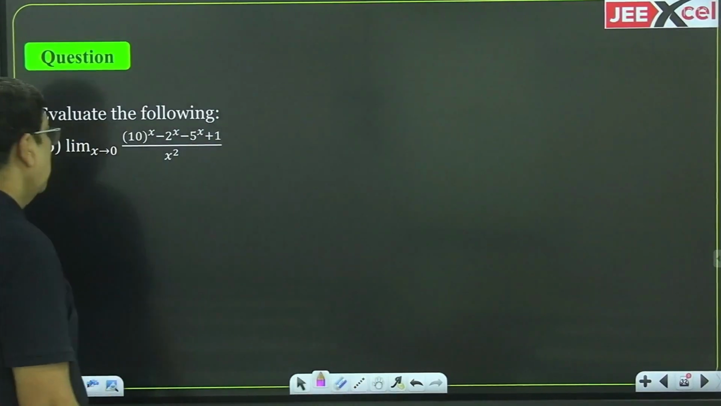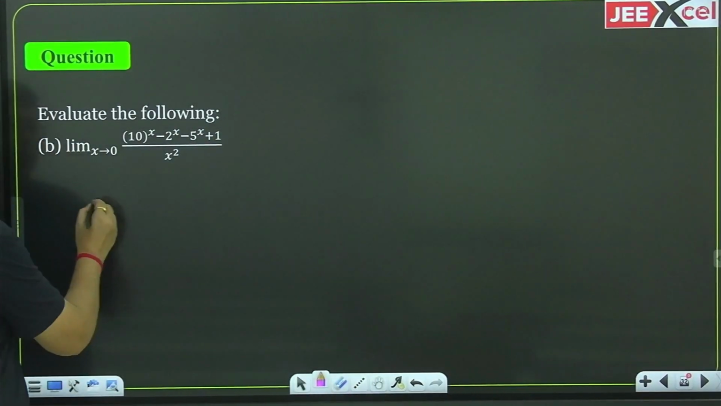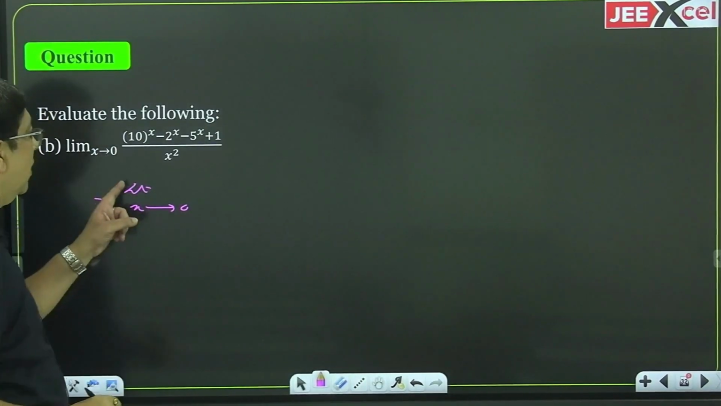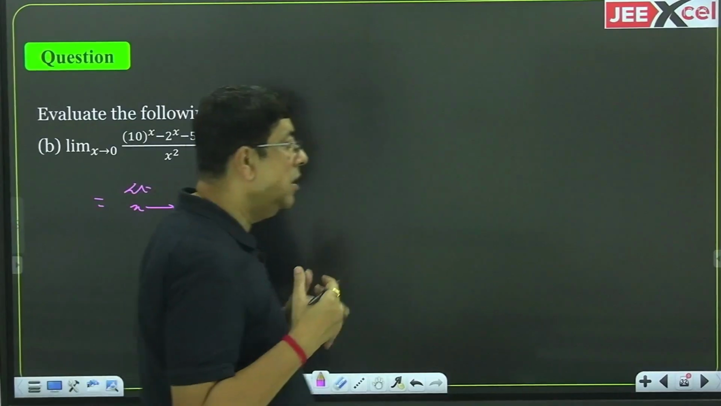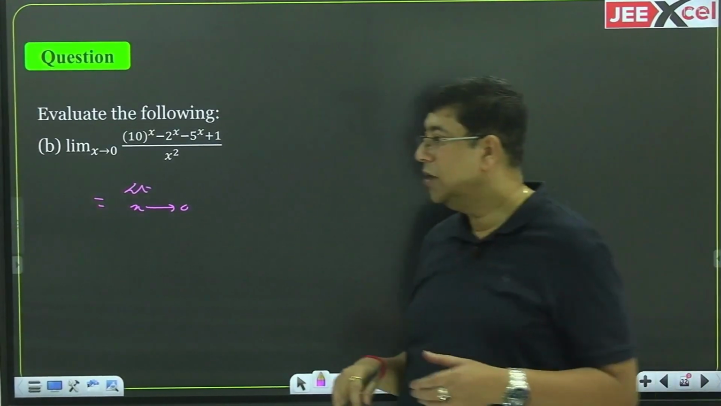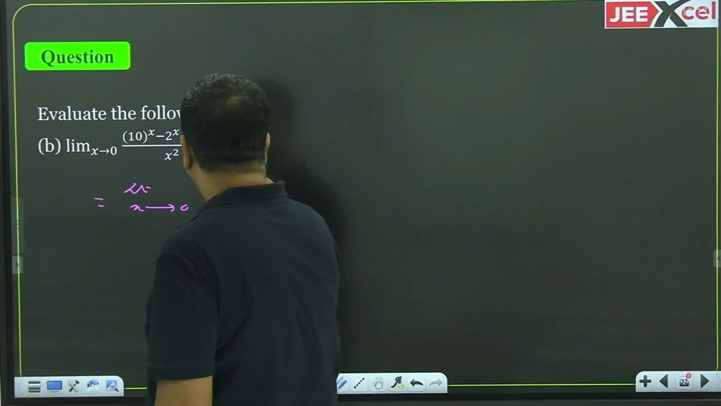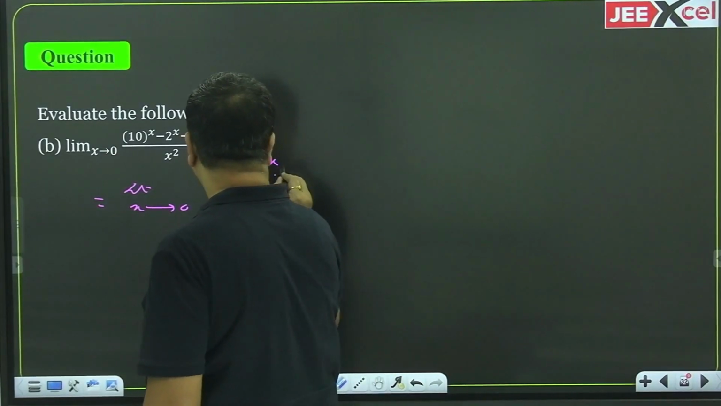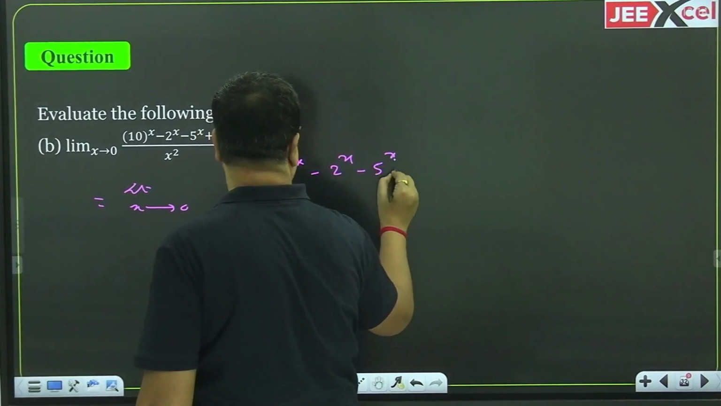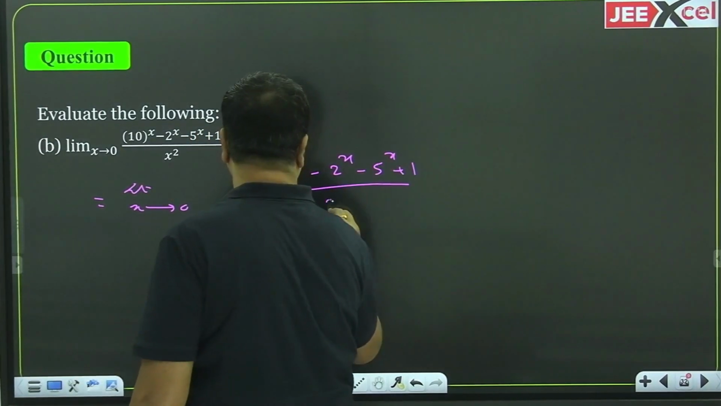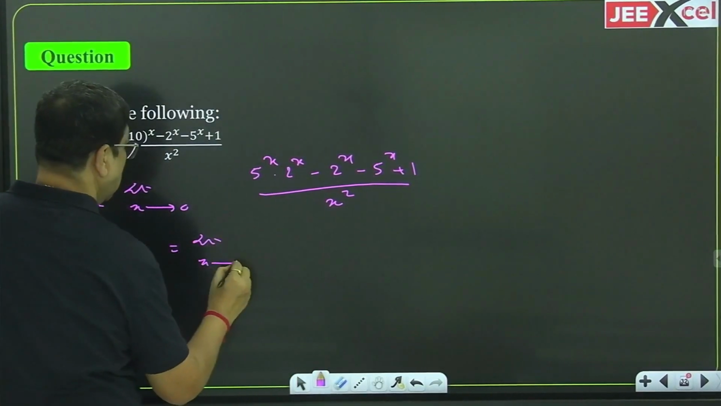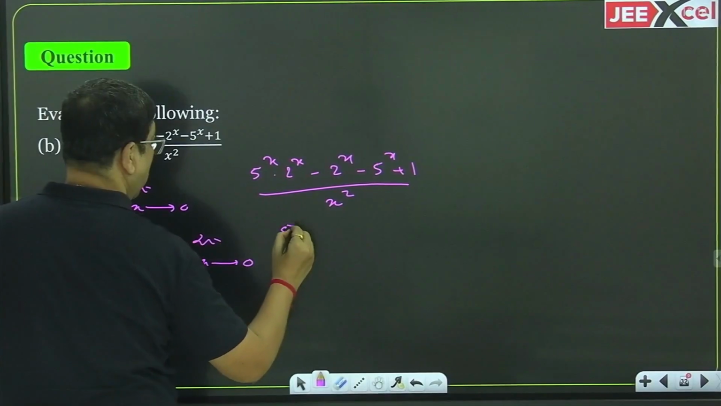For example, this sum. This is a bit tricky question. Limit x tend to 0, 10 to the power x minus 2 to the power x minus 5 to the power x plus 1 total divided by x square. What will be its answer? First, 10 to the power x can be written as 5 to the power x into 2 to the power x, minus 2 to the power x minus 5 to the power x plus 1 total divided by x square.